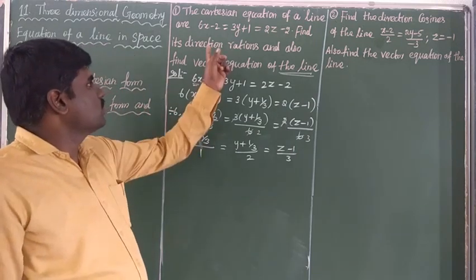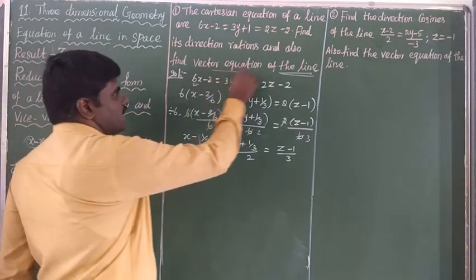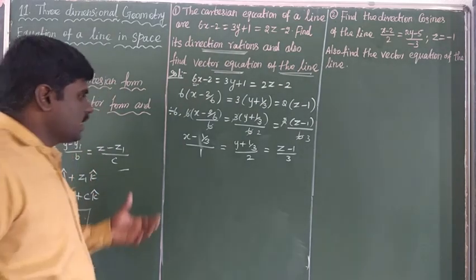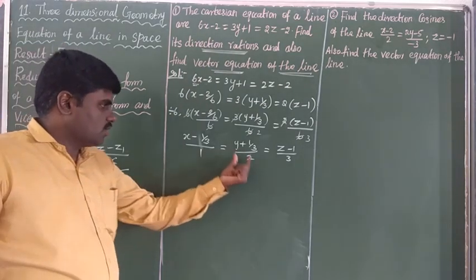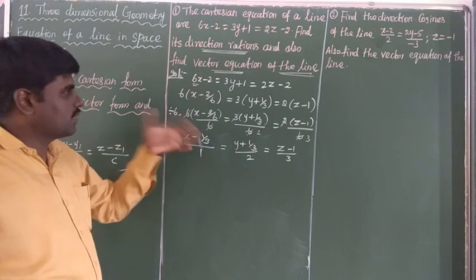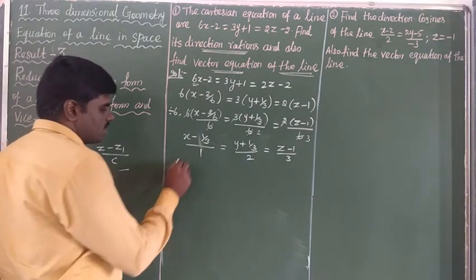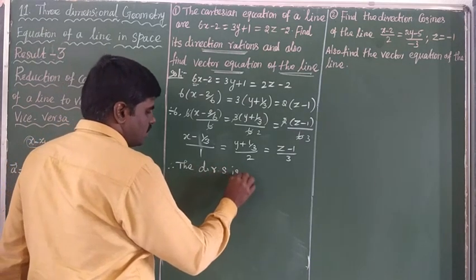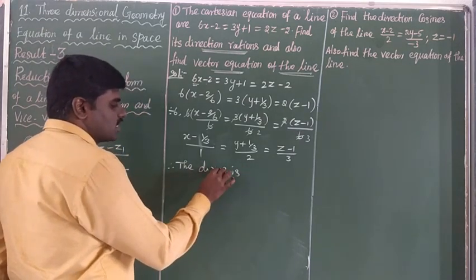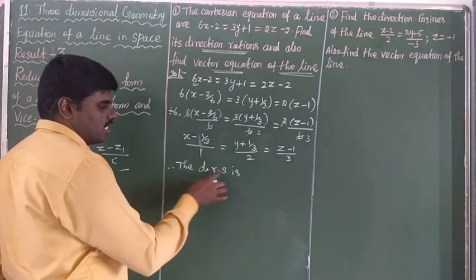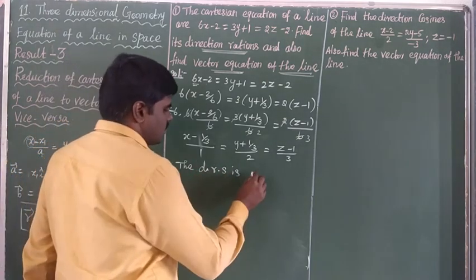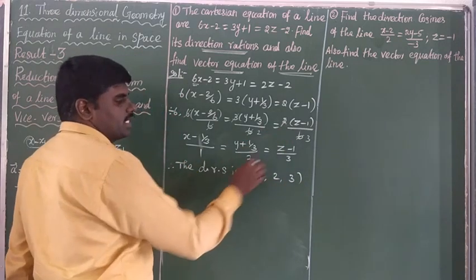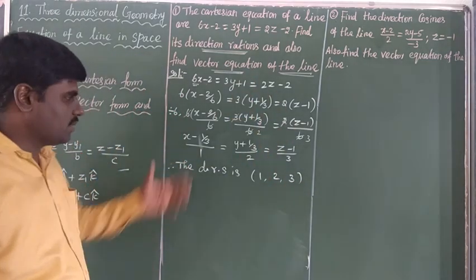Okay, now what are my questions? Find the vector equation first, and I need the direction ratio also. Now what are the direction ratios? 1, 2, 3 are the direction ratios of the given line. Therefore, the conclusion: direction ratios are sometimes written in books in the short form DRs. Here 1, 2, 3 are the a, b, c, the direction ratios of the given line.